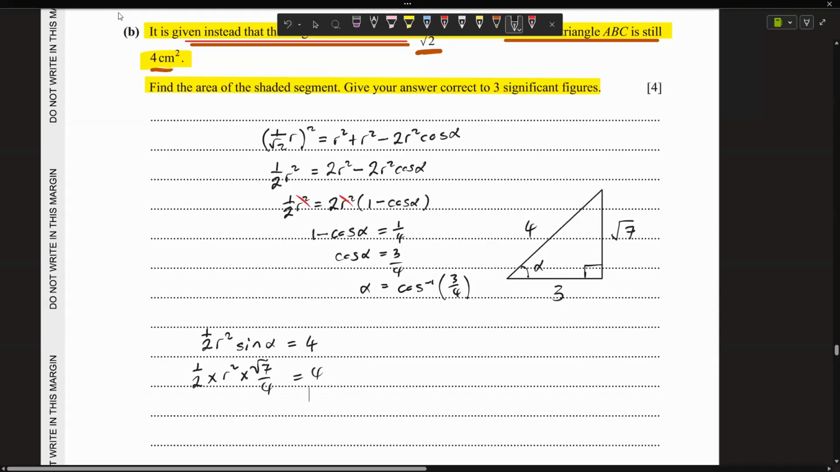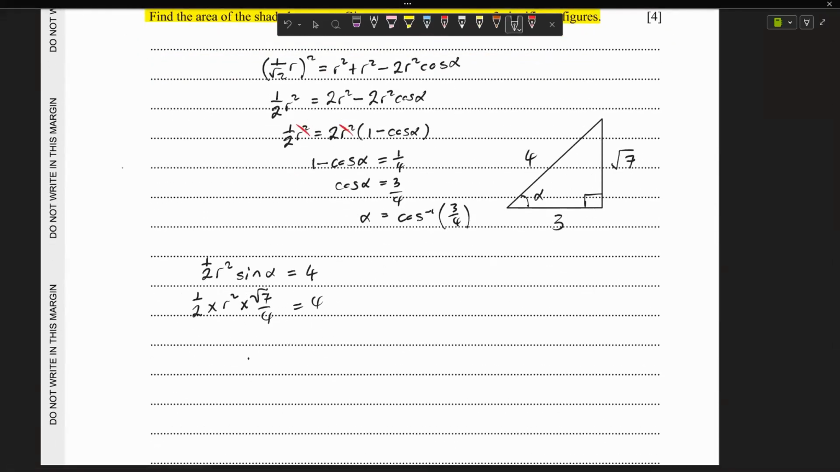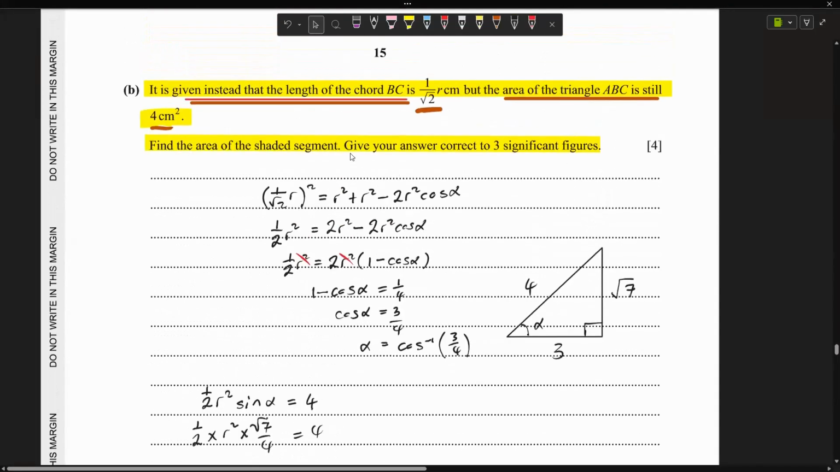So what's that going to give us? That's going to be r squared is equal to, now this is root 7 over 8, so this is going to be 4 times 8 over root 7. So r squared will be 32 over root 7. Let me write it down here. So we get r squared to be 32 over root 7, like this. That's what we get for r squared. Now, I think everything is okay.